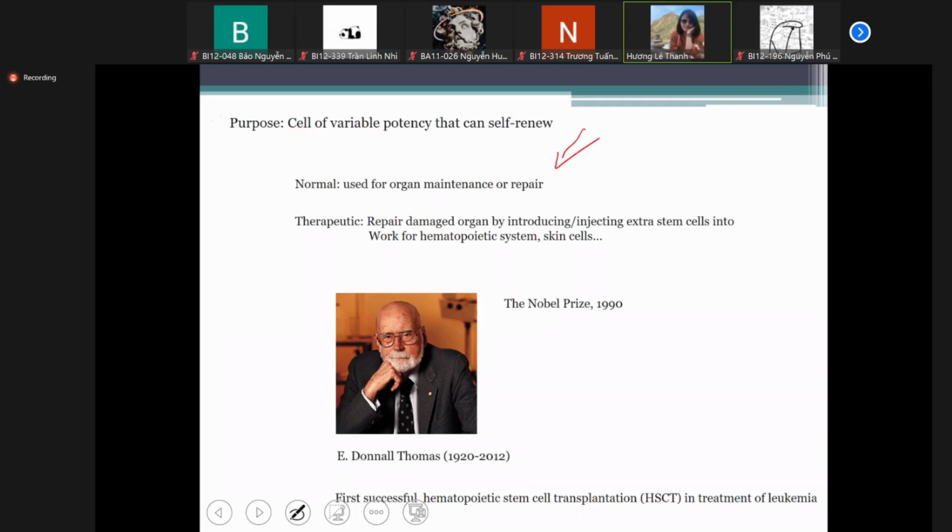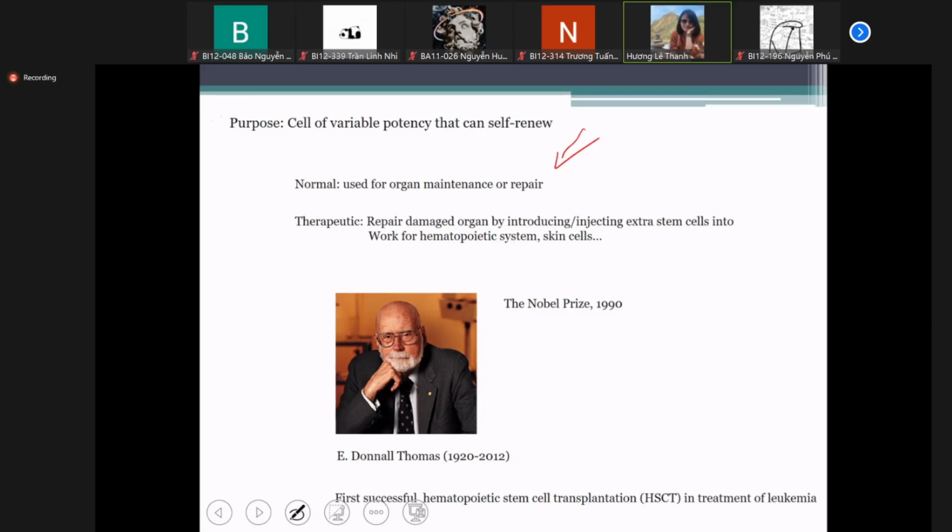Injecting the extra stem cell into the damaged organs has worked for hematopoietic stem cells and skin cells. And Donald Thomas received the Nobel Prize in the 1990s because he performed the first successful hematopoietic stem cell transplantation in the treatment of leukemia.